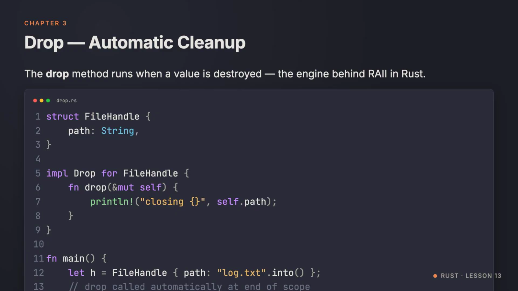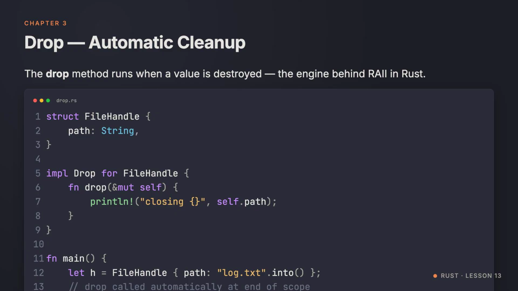But every time a Box disappears, every time a file goes out of scope, every time a lock releases, drop is what made it happen. The pattern is called resource acquisition is initialization, or RAII, a concept borrowed from C++.